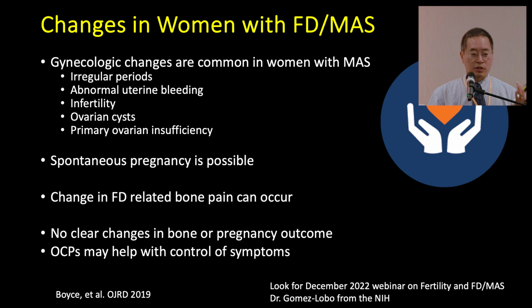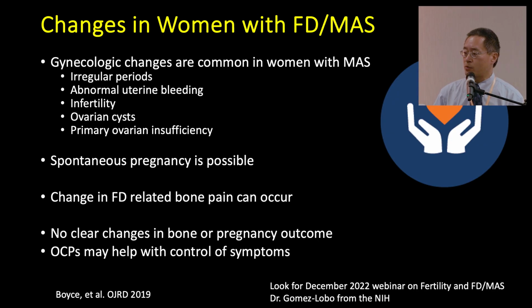So I want to bring up a couple of other topics which I think are really important. One is women with FD and MAS. So gynecologic changes are common in women with MAS. And as many of you have heard from the earlier talk, this can be things like irregular periods or abnormal uterine bleeding, infertility, ovarian cysts, and sometimes primary ovarian insufficiency. And these are components that are really important for an OBGYN to be aware of because this is part of the picture for McCune-Albright. It's also important to know that despite the fact that some women may have these irregular periods, they are still fertile. It is possible to have spontaneous pregnancy, so the use of appropriate contraception, if that's desired, is actually really important to do.